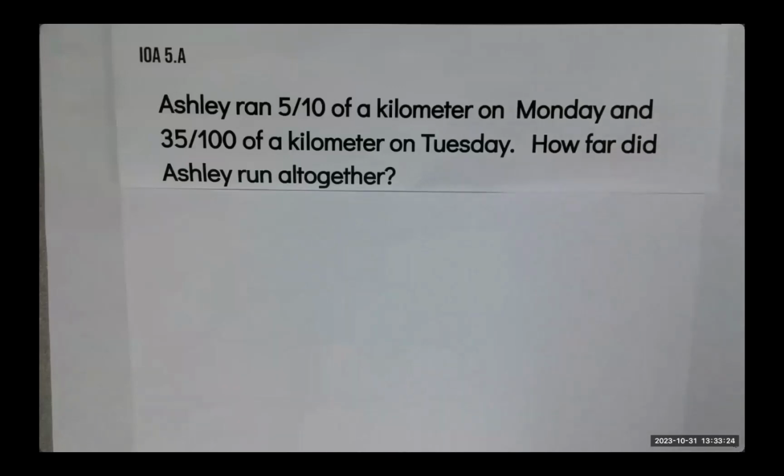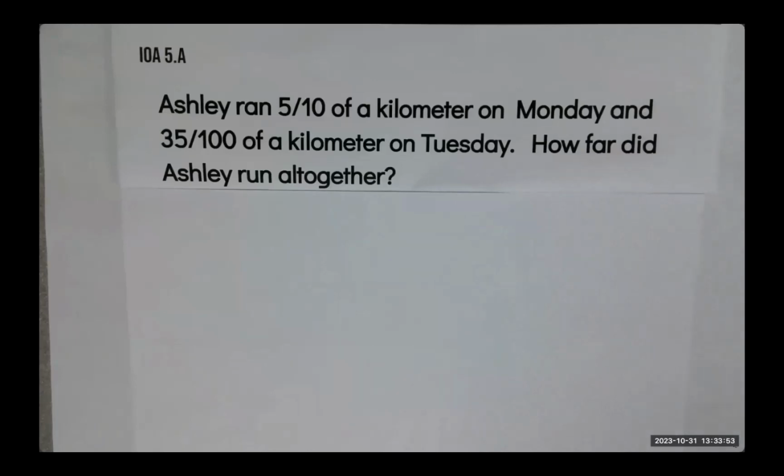For IOA 5A, I'm going to model how to solve a problem both concretely using base 10 blocks and representationally using decimal grids. It is important to use base 10 blocks to help students visualize tenths and hundredths as parts of a whole. Likewise, it is important to allow students to shade decimal grids to support conceptual understanding of decimal place value and the relationship between tenths and hundredths. Let's take a look at a problem for IOA 5A.